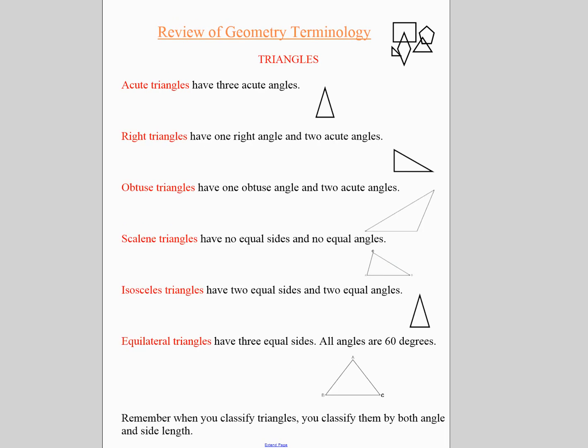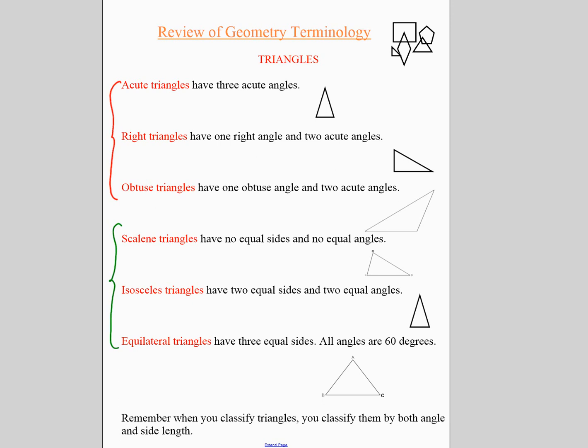Some more terminology about triangles. Remember that triangles are classified in two ways. They're classified by side length. So these three here are by side length. And then these three are classified by angles. Whenever you're naming a triangle, you need to use two names. One name that's side length, one name that's angle.